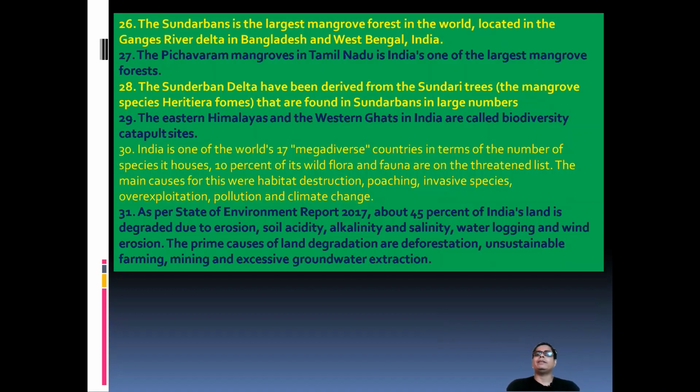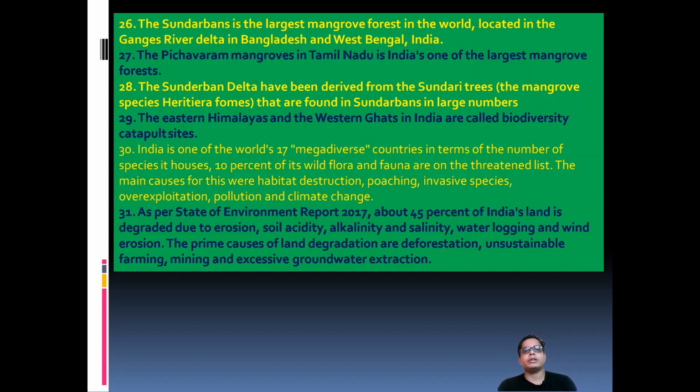Then come to the Sundari tree. Perhaps you know the Sundarbans, one of the largest mangrove forests in the world, located in the Ganga river valley delta in Bangladesh and West Bengal. But most of the portion is located in West Bengal. Somehow you know, like Pichavaram in Tamil Nadu is also one of the largest mangrove forests in the world. The Sundarban delta derives from the Sundari trees, and from there the name came, that is the Sundarban. Okay, Sundari tree, Sundarban. So you have to understand the significance of that area.